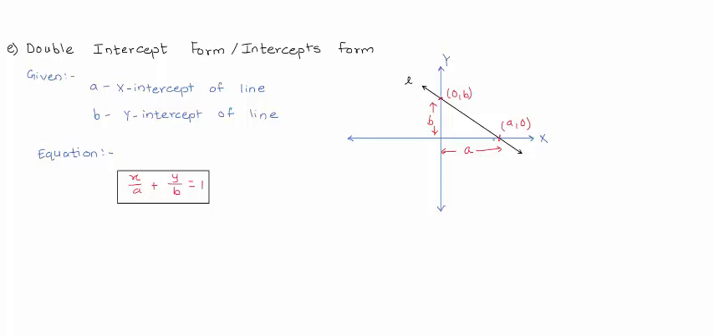A is this value, you can see it here, right? A is this value and B is this value. That is where the line cuts the y-axis from origin. Fine. So if x-intercept and y-intercept are given, then the equation is x upon a plus y upon b equals 1.